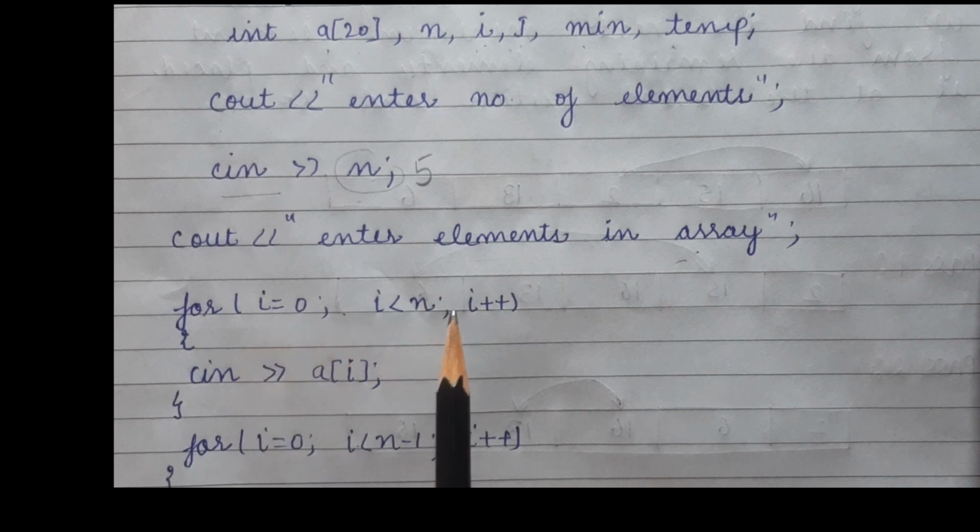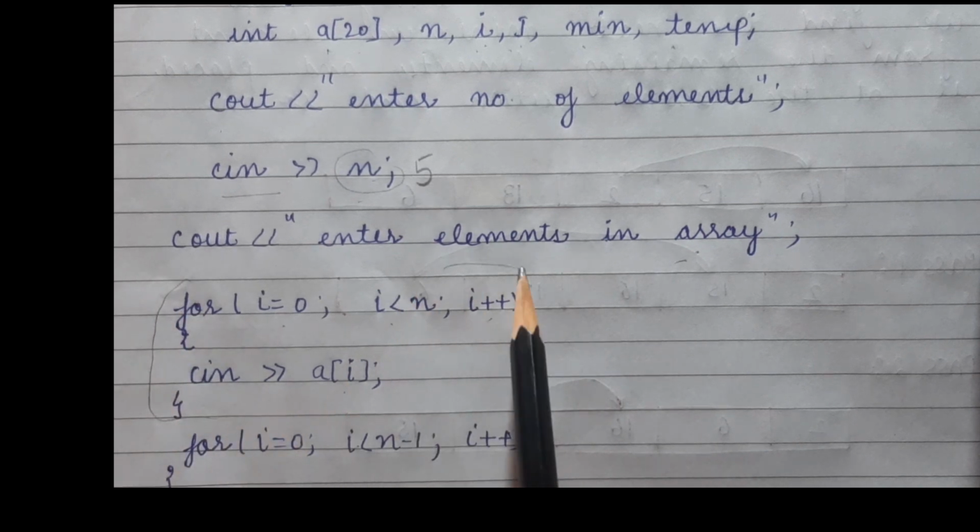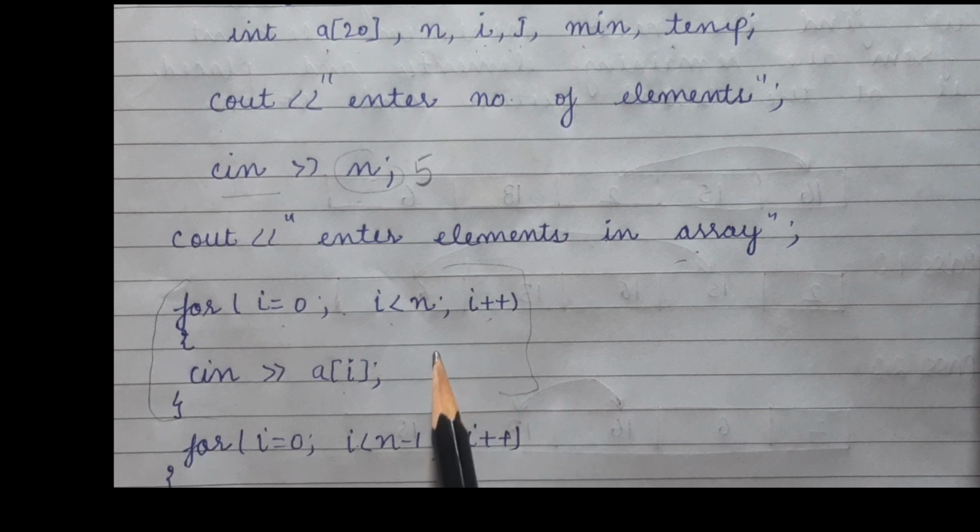After this we implement a for loop. I is equal to 0, I less than n, I plus plus, cin in A of I. Using this for loop, elements are entered in the array. The thing is, how many times is this loop executed?